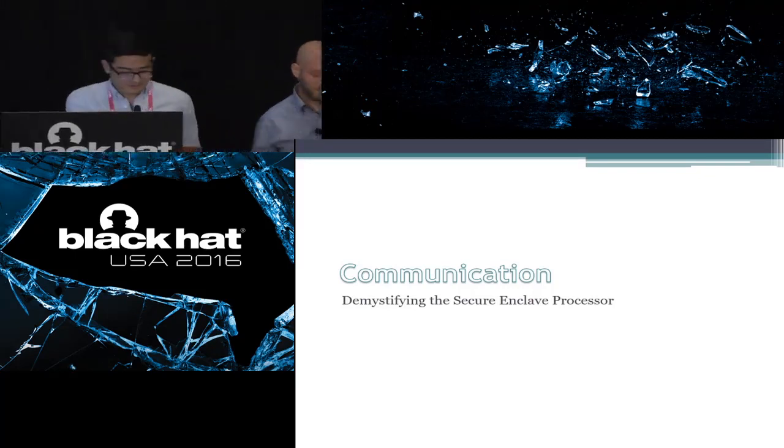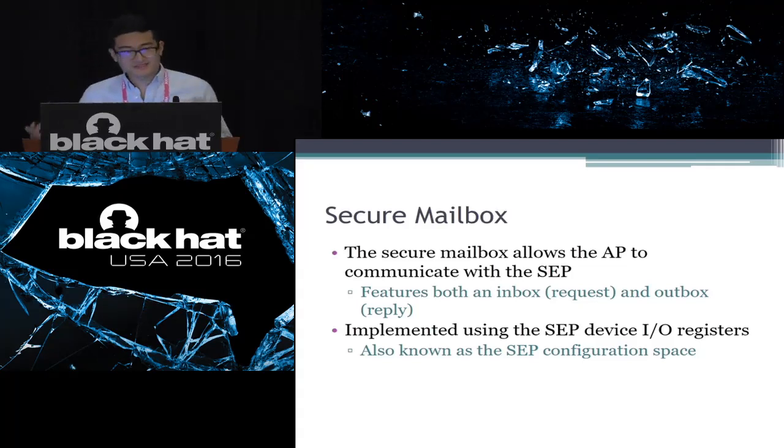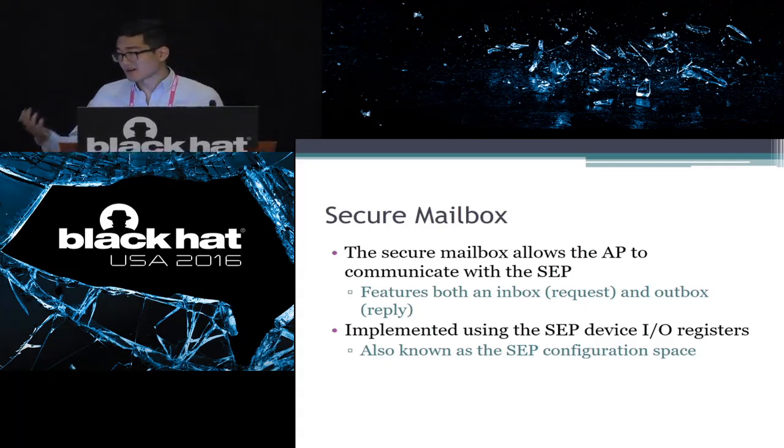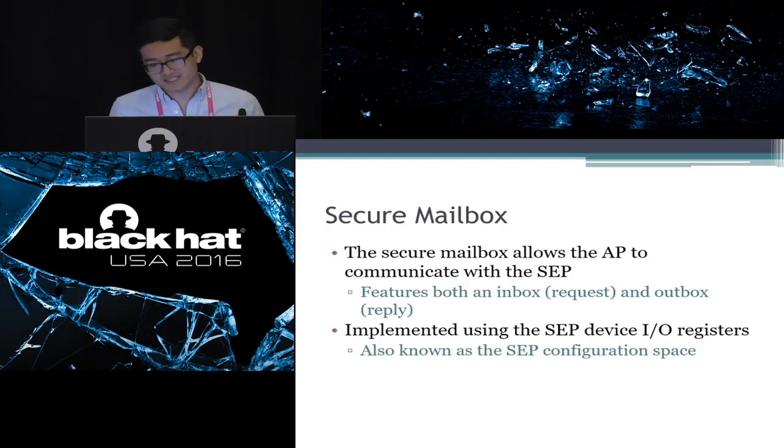Right. So I'm going to talk a little bit about how AP and SEP communicate with each other. Basically, this is done by a piece of shared hardware between them called a secure mailbox. It has an inbox and outbox register. Even though it looks a little bit like shared memory, it actually behaves more like a FIFO.